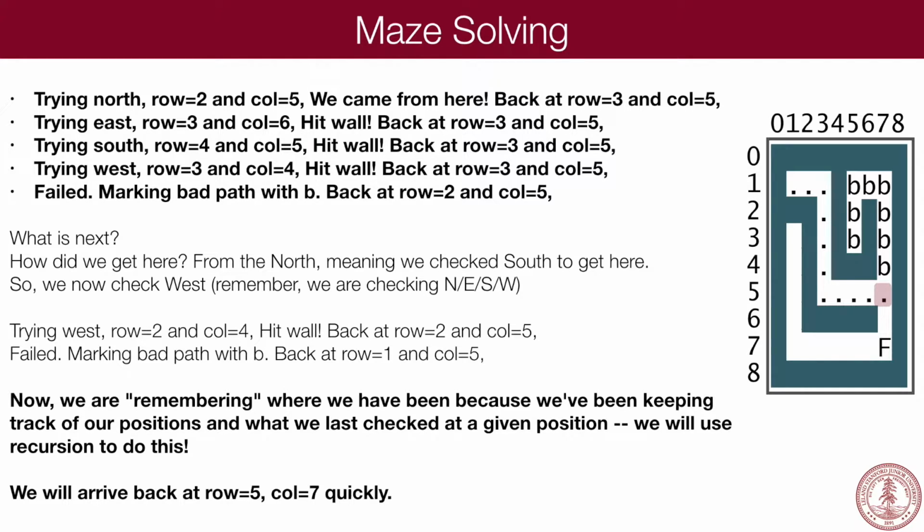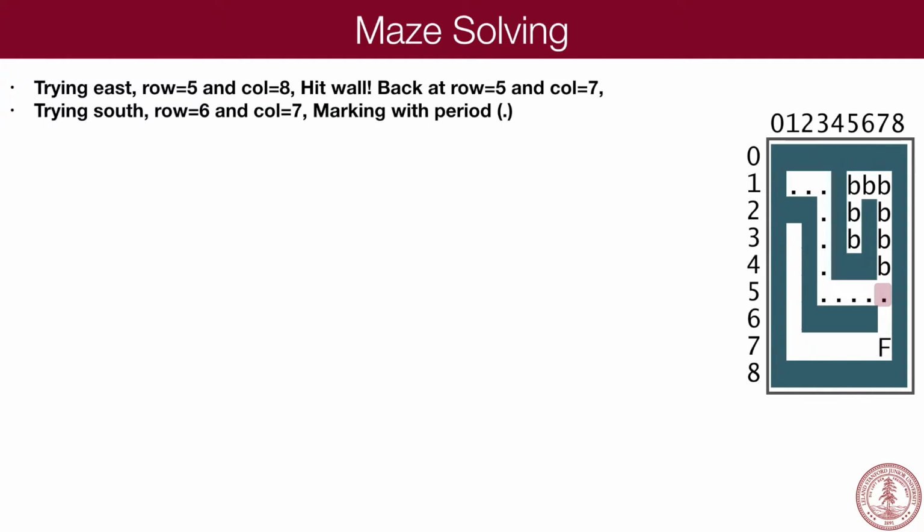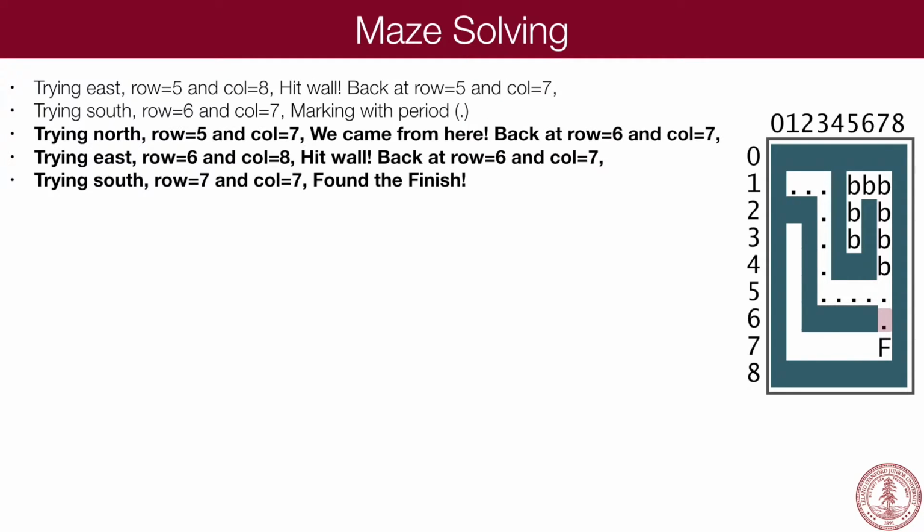Now, let's think about what happened when we were here before. We went north, right? And now we're going to go east again. Okay, we tried east, and that's a wall, so we try south. We can go south, and then we try north again, but there's a period there. We try east again, and there's a wall, and we finally go south, and there's the finish. Okay, so this is going to be systematic, but it will involve some backtracking. But we will find the end of the maze.